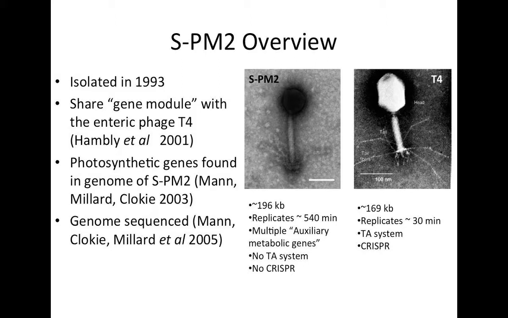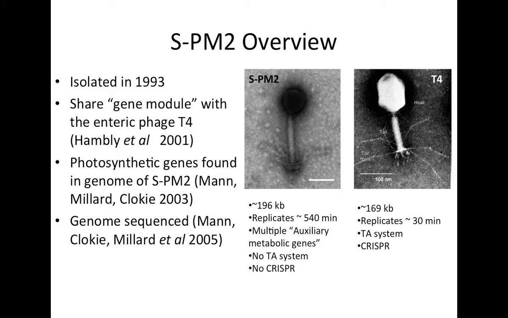So T4 is an enteric phage affecting E. coli. They look fairly similar, and this is largely due to the fact they share this conserved module of structural genes. What's different about S-PM2, and what I'll come to talk about, is it contains photosynthetic genes, and I'll explain what these do.